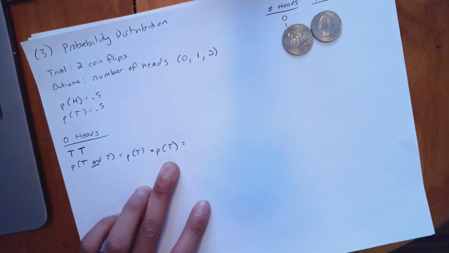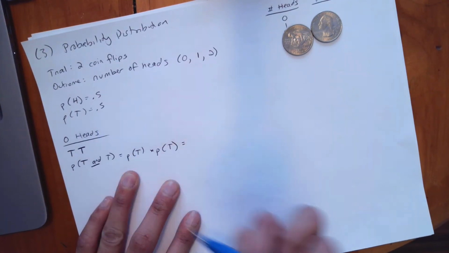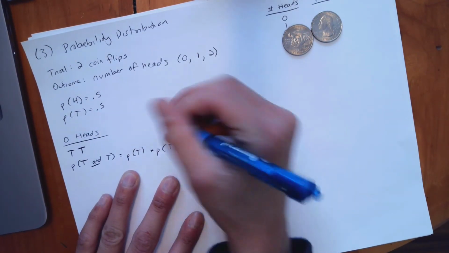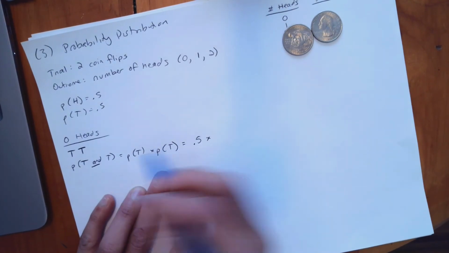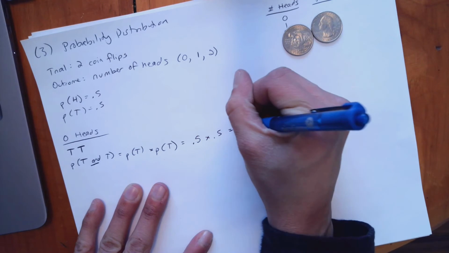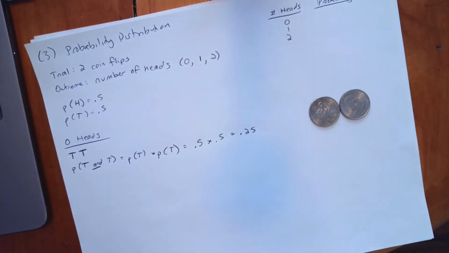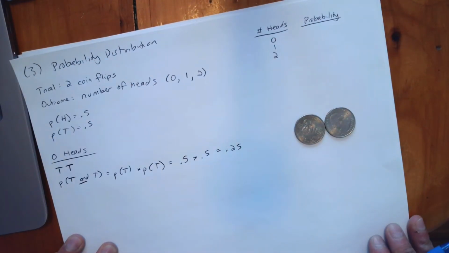Right, so with our multiplication rule now, we can just plug some stuff in. We know the probability of getting tails is 0.5, and the probability of getting tails is the same thing, so 0.5. If we multiply 0.5 times 0.5, we get 0.25. This tells us that the probability of getting tails, and then tails again, is equal to 0.25 or 25%.